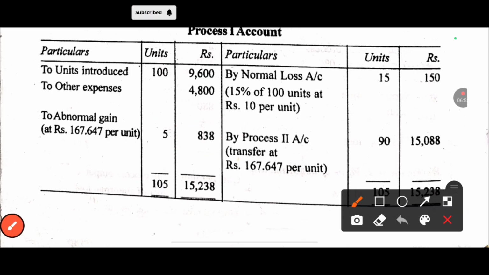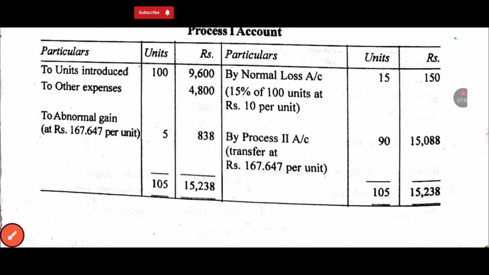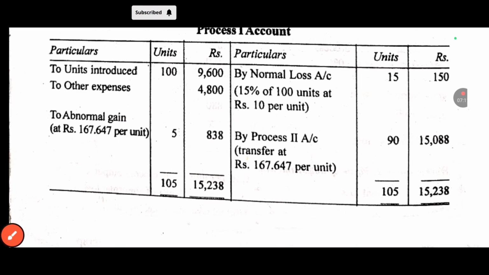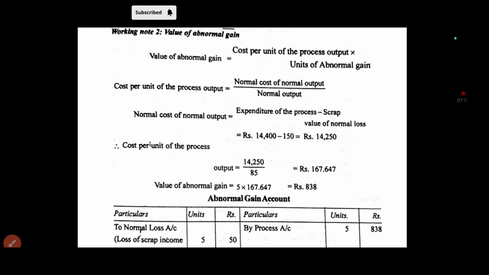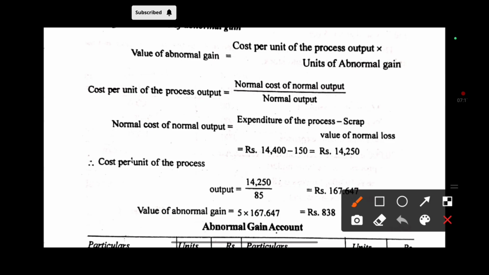Before we find out the abnormal gain value or output value, you need to find out the cost per unit. If you find out the cost per unit, only then can you find out the abnormal gain value and actual output value. So for that we are going to find out the cost per unit. We have the format to find it. How can you find out the cost per unit? It's very simple. The cost per unit formula is the normal cost of the normal output divided by normal output.